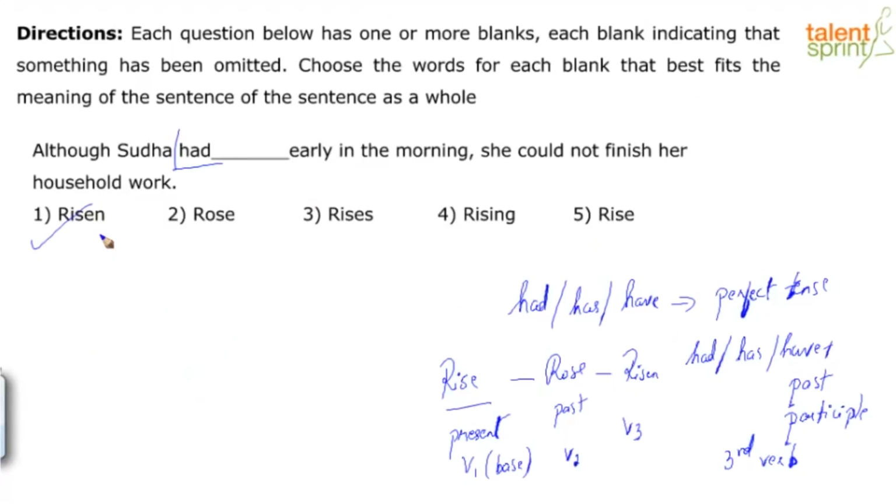Although Sudha had risen early in the morning, which means the action of her waking up was obviously sometime in the morning, she could not finish her household work. So the action is continuing up till the current point of time, now, right? So though she got up early in the morning, she was not able to finish her work now. So keep that in mind. A little bit of basic grammar also will help you quickly get the answer. So you can rule out had risen.